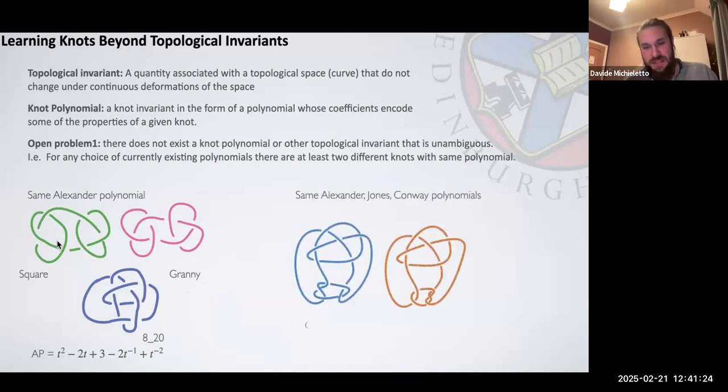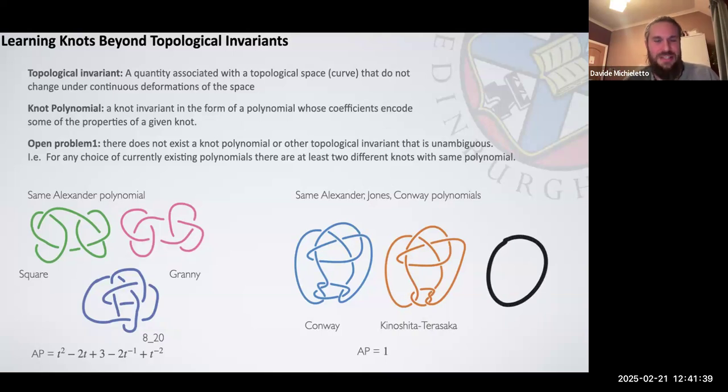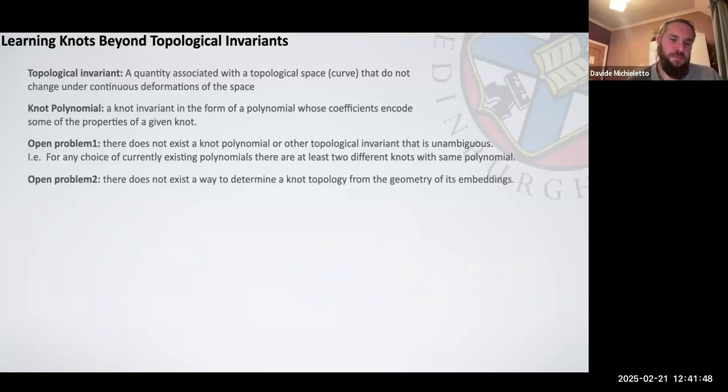Even more strikingly, the Conway and Kinoshita-Terasaka knots, which are called mutant knots, are 11 crossing knots and they share the same Alexander polynomial. They have Alexander polynomial 1, which is the same as the unknot, which is very upsetting for mathematicians. So we want to find something that is better than what there is now. This is the big challenge in knot theory.